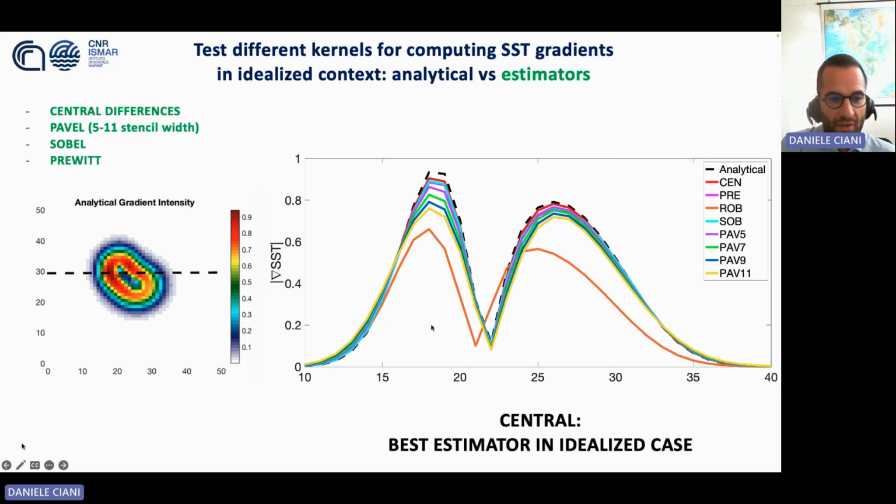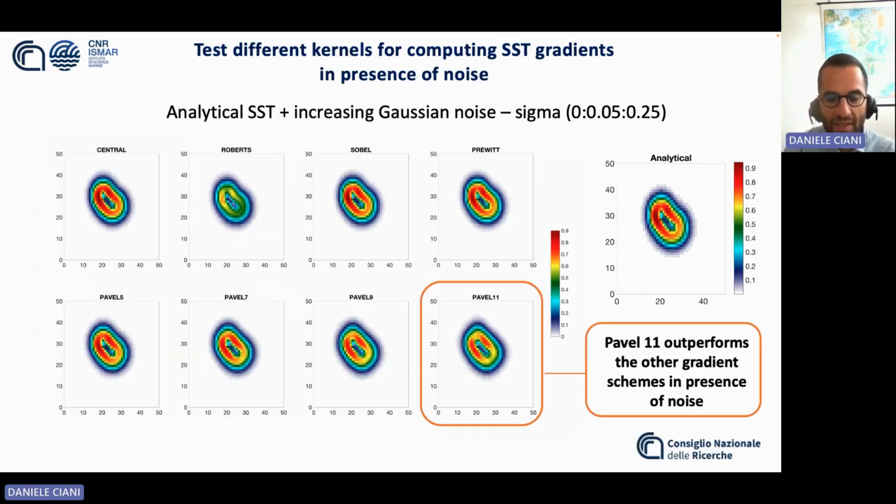In absence of noise, as you can see, once again, along this 1D transect that crosses the center of this analytical eddy shape, you can recognize the analytical gradient intensity given by the black dashed line. And you see that the red line, which is the one associated to the central differences estimator, is the one that better represents the gradient intensity found in the analytical case. And the central difference scheme is the one that simply considers points left and right of a specific location in which we are interested in estimating the gradients.